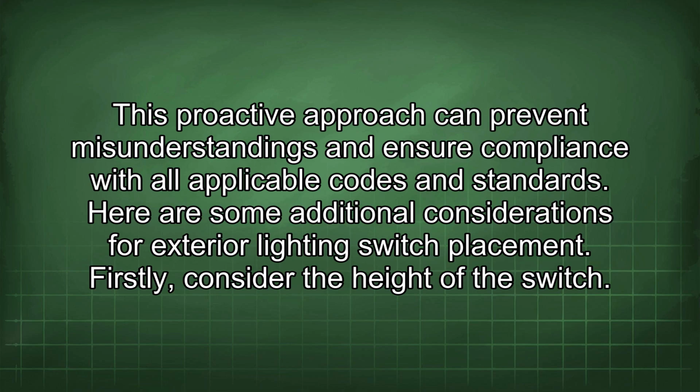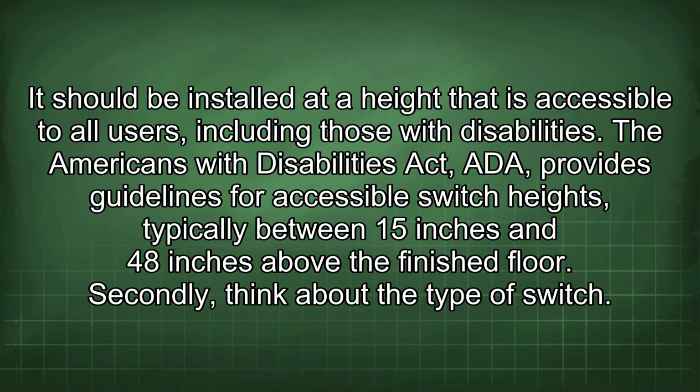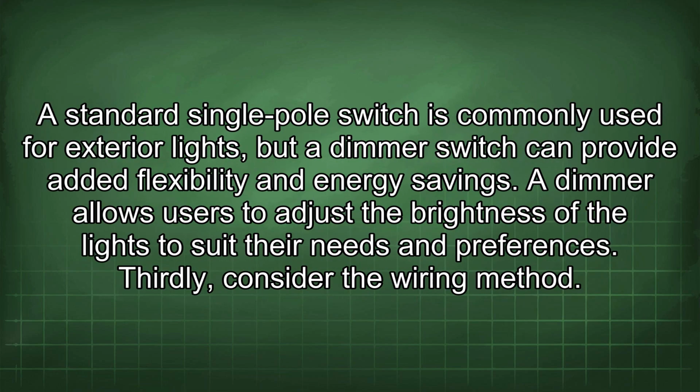Here are some additional considerations for exterior lighting switch placement. Firstly, consider the height of the switch. It should be installed at a height that is accessible to all users, including those with disabilities. The Americans with Disabilities Act, ADA, provides guidelines for accessible switch heights, typically between 15 inches and 48 inches above the finished floor. Secondly, think about the type of switch. A standard single-pole switch is commonly used for exterior lights, but a dimmer switch can provide added flexibility and energy savings. A dimmer allows users to adjust the brightness of the lights to suit their needs and preferences.